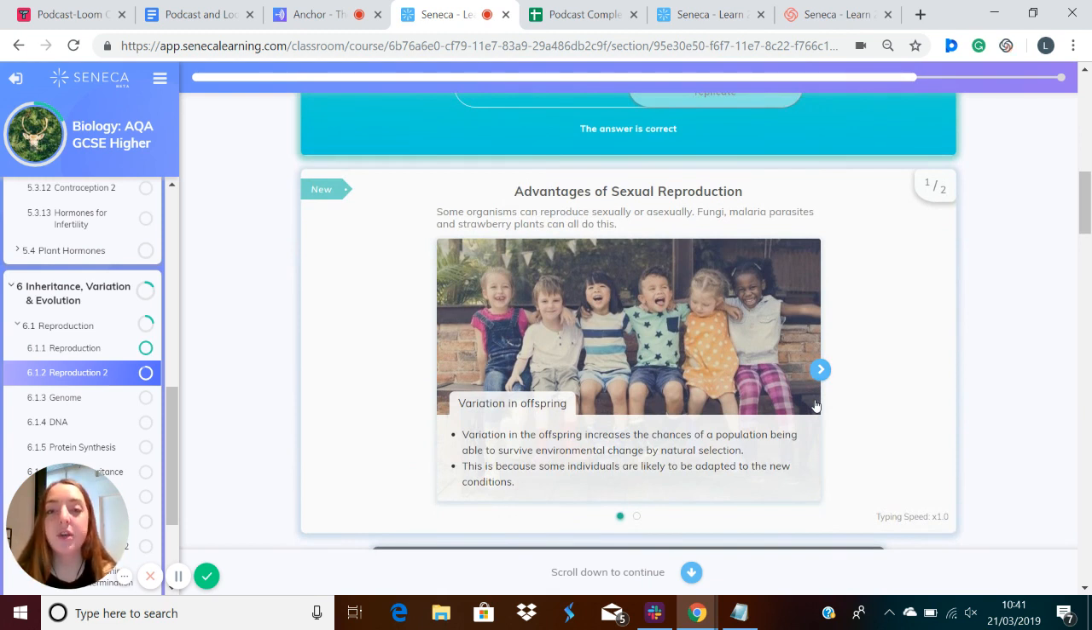Some organisms can reproduce sexually or asexually, and this includes examples like fungi, malaria parasites, and also strawberry plants. So sexual reproduction produces variation in the offspring. This increases the chances of a population being able to survive environmental change by natural selection. This is because some individuals are more likely to be adapted to the new conditions.